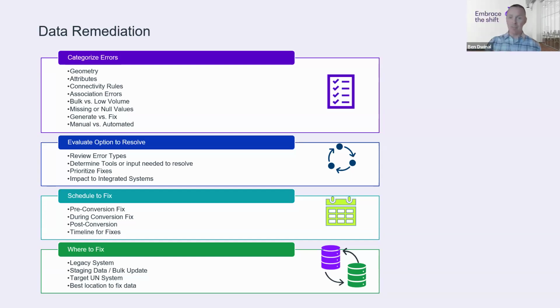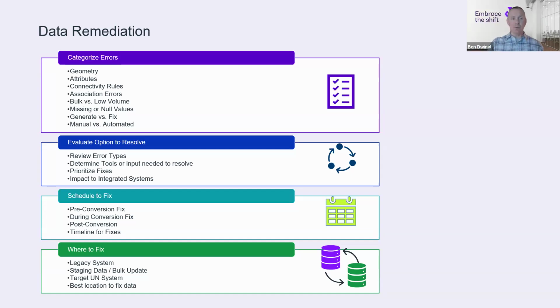As I mentioned, a geometry error is a much different fix than identifying a connectivity error and how to solve that. We want to get to those high volume errors quickly, right? Things that we can fix quickly, get those out of the way so we can focus on the more complex issues.